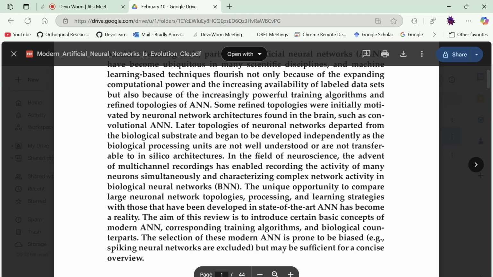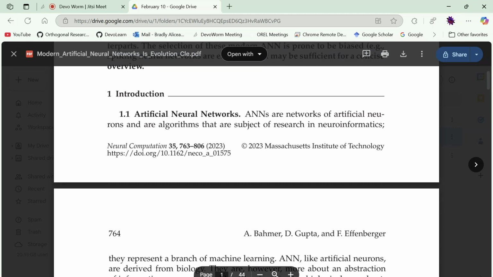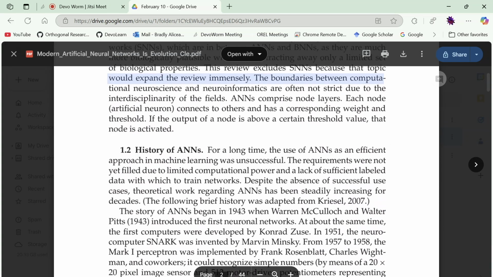So the aim of this review is to introduce certain basic concepts of the modern artificial neural network, corresponding training algorithms, and biological counterparts. The selection of these modern artificial neural networks is prone to be biased. They exclude spiking neural networks, which are neural networks that have a biophysical component. Those are different in terms of what the outputs look like and the activation functions they use and so forth. So this is an overview of these artificial neural networks as they see them.